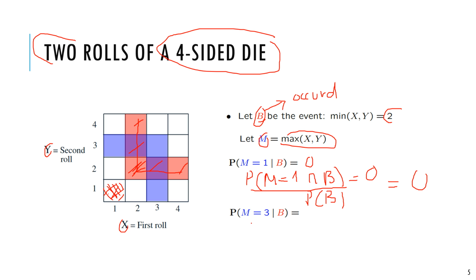So how about the probability of M equals 3 given B? Here, same, the probability of M equals 3 intersect with B, divided by the probability of B. Maximum equals 3 is this cell and this cell, 2 purple cells.